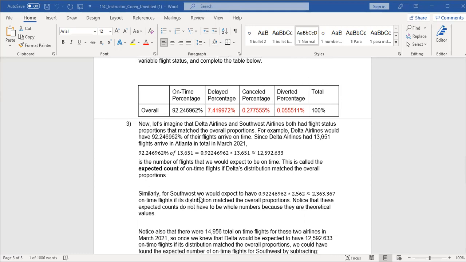Similarly, for Southwest, we would expect they have 0.92246,962, and you multiply that by the number of on-time flights, and that's what we expect. Basically, this is what we call the expected counts for the Southwest Airlines on-time flights.